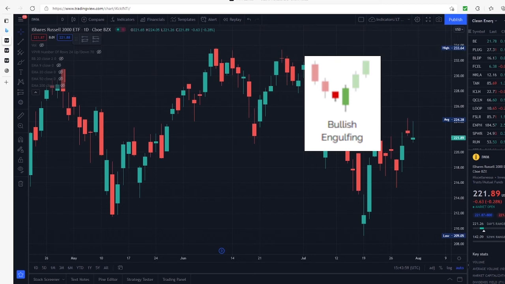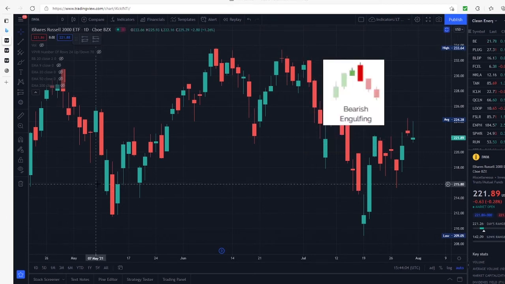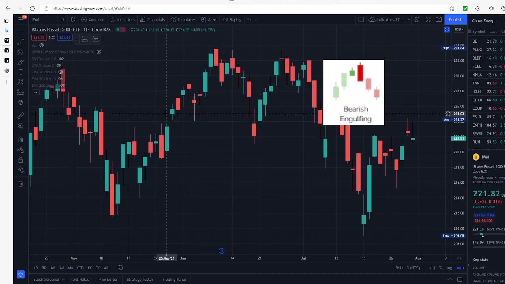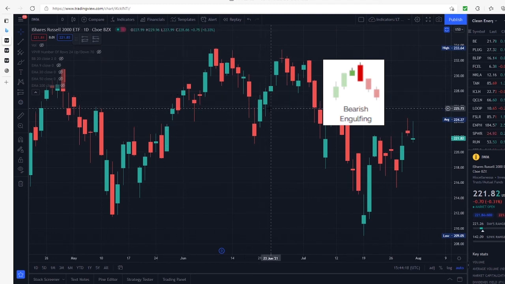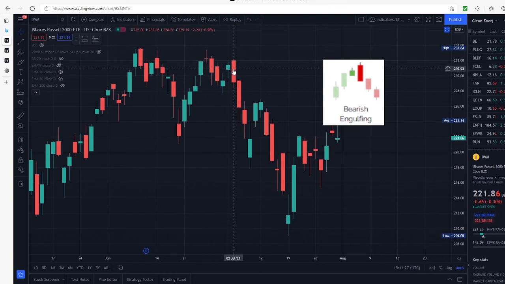Now, similar to the bullish engulfing, you can also have a bearish engulfing, which is the exact opposite. It starts with a green candle that is then completely engulfed by the next red candle that comes. And it again is a strong indication of a potential reversal. So we can see here, this is actually following the shooting star that I had just showed you. This would be another indication that, hey, maybe this IWM Russell 2000 is really ready for a downtrend.